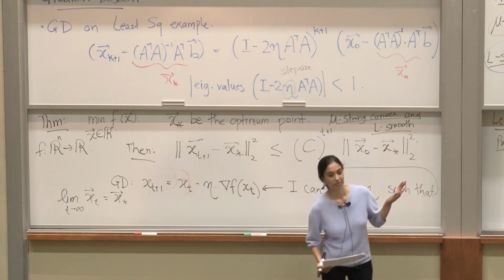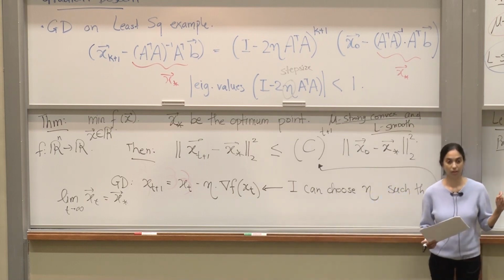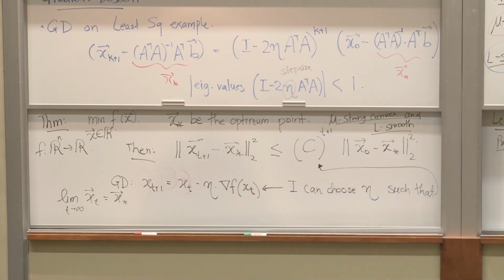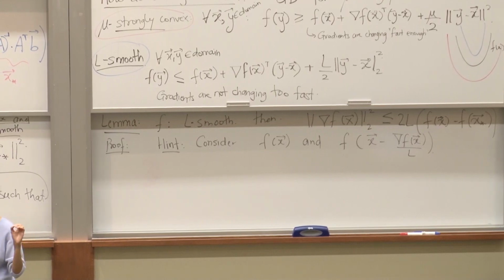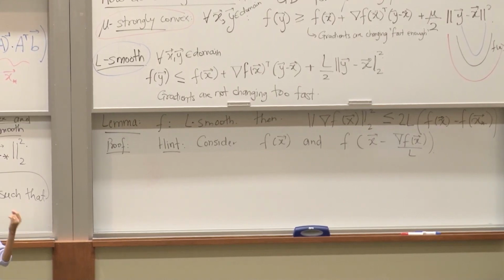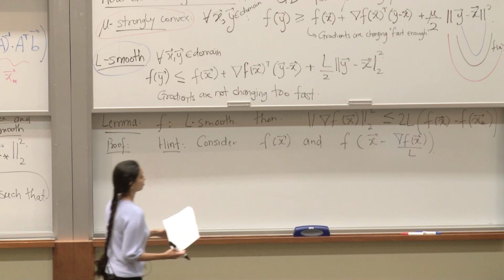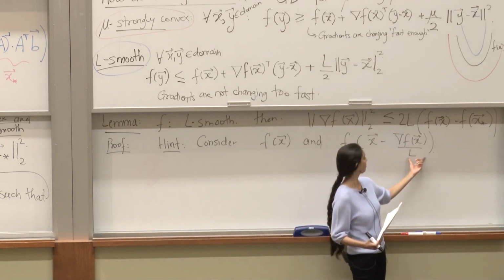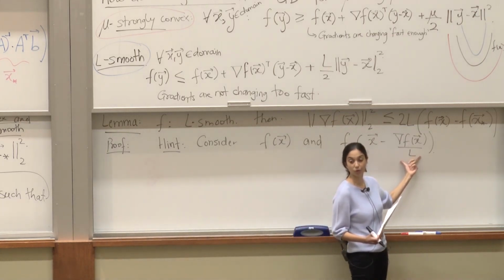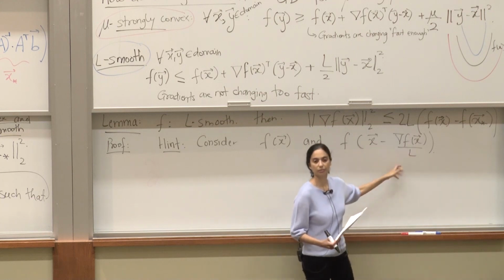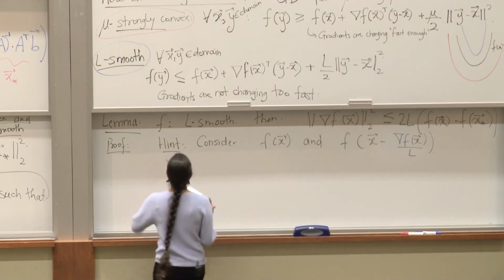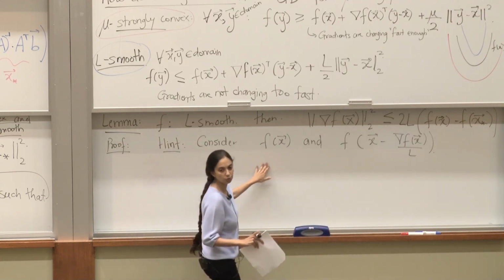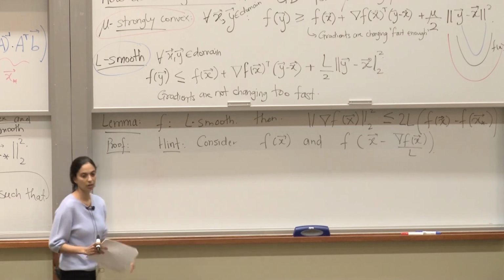There's a little bit of a trick here. It's not obvious where to start. So this is the key thing to consider. Think about starting at some point. Let's say you're at some x, and you take a gradient descent type of step with step size equal to 1 over L, and you end up here. We're going to use the L smoothness relationship between these two points to help us get where we want to go.